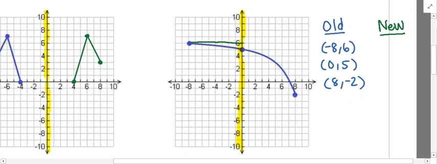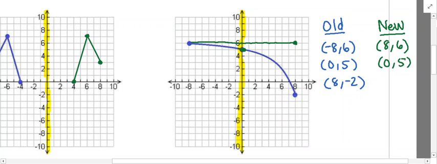So we're going to fold the sheet of paper. It's going to go 1, 2, 3, 4, 5, 6, 7, 8 units to the right. So it will end up at 8, 6. The point at 0, 5 is on the y-axis. So when you fold the sheet of paper along the y-axis, or the yellow line, it's going to stay put. Okay, it's not going to move. So it's going to stay at 0, 5.